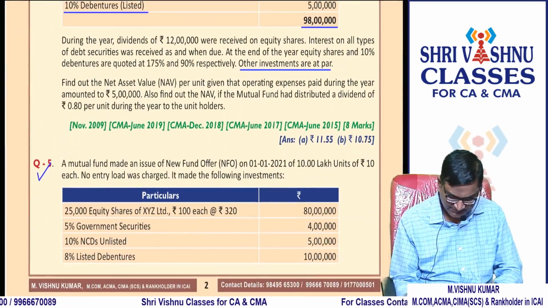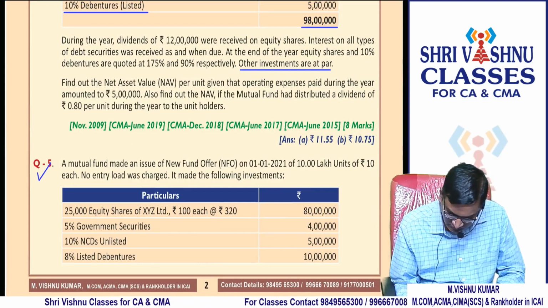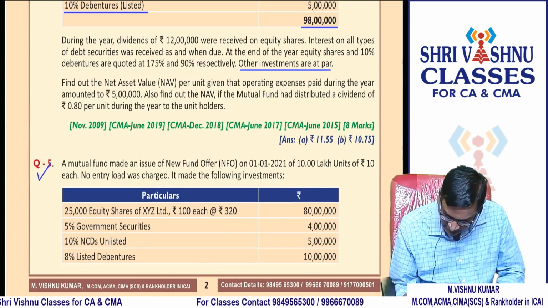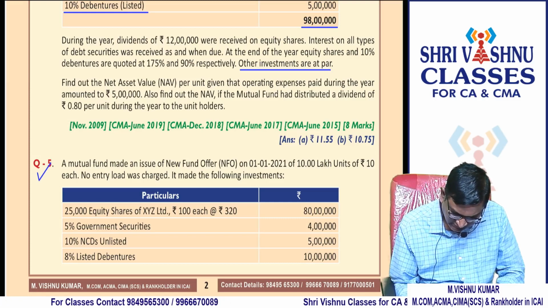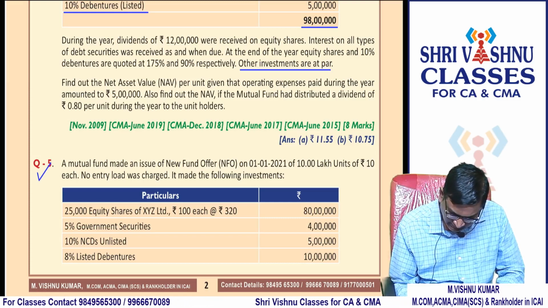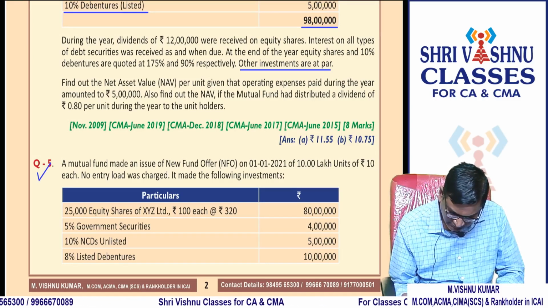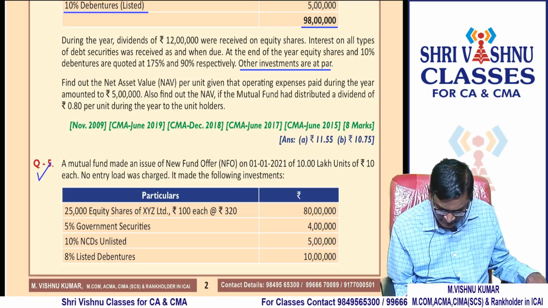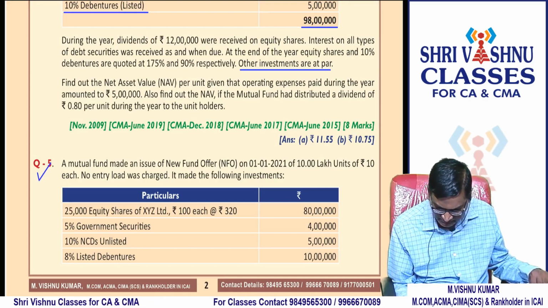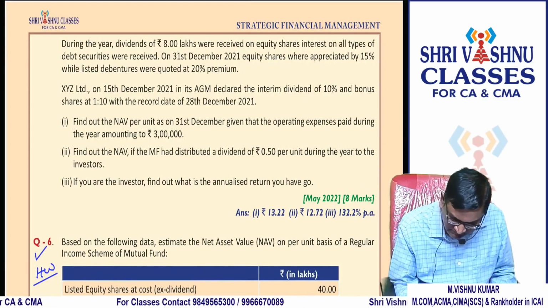Now question number 5. A mutual fund made an issue of new fund offer on 1st January 21 of 10 lakh units at the rate of 10. No entry load was made. It made the following investments: 25,000 equity shares of XYZ Limited, 100 each, 320, 80 lakhs; 5% government securities; 10% non-convertible debentures, unlisted; 8% unlisted debentures, 10 lakhs. During the year, dividend of 8 lakhs was received on equity shares.